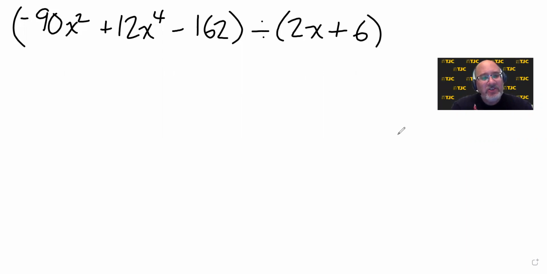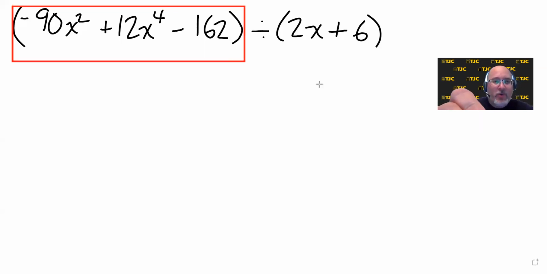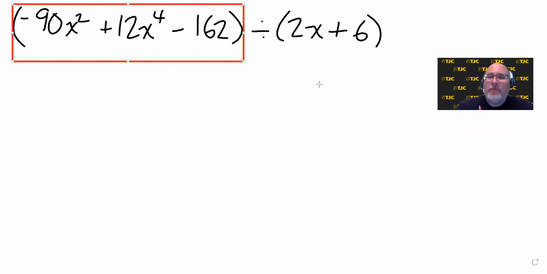Looking at the work that you had sent me, it looked like you had a pretty good idea of what's going on. There are a couple of things about this problem that actually make it rather difficult to get started. And they both revolve around the dividend, the first part, the negative 90x squared plus 12x to the fourth minus 162. There's two problems with it.